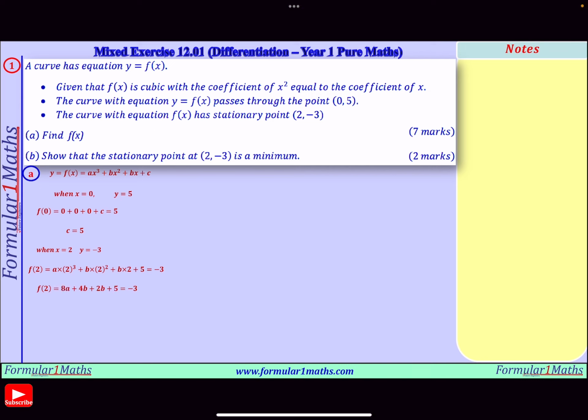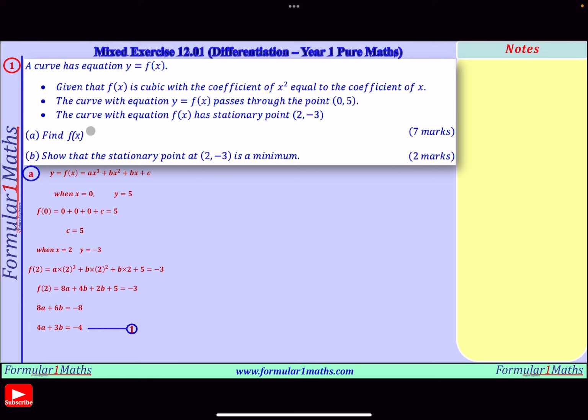Simplify this and you get f of 2 is equal to 8a plus 4b plus 2b plus 5 equals -3. A further simplification gives 8a plus 6b equals -8. Then we can divide all the terms by 2 to simplify it further to get 4a plus 3b is equal to -4. We can now label this as equation 1.